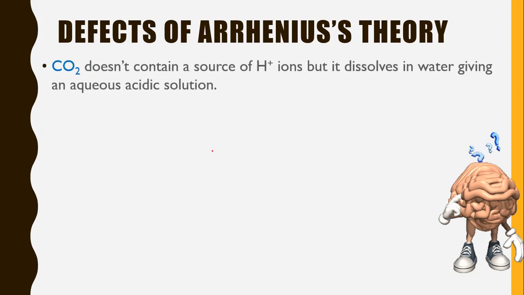Carbon dioxide doesn't contain positive hydrogen ion. According to Arrhenius, it isn't considered an acid. But it's found that when carbon dioxide dissolves in water, it forms carbonic acid, H2CO3. So it is considered an acid, but from Arrhenius's point of view, it doesn't contain positive hydrogen ion, so it isn't considered an acid.